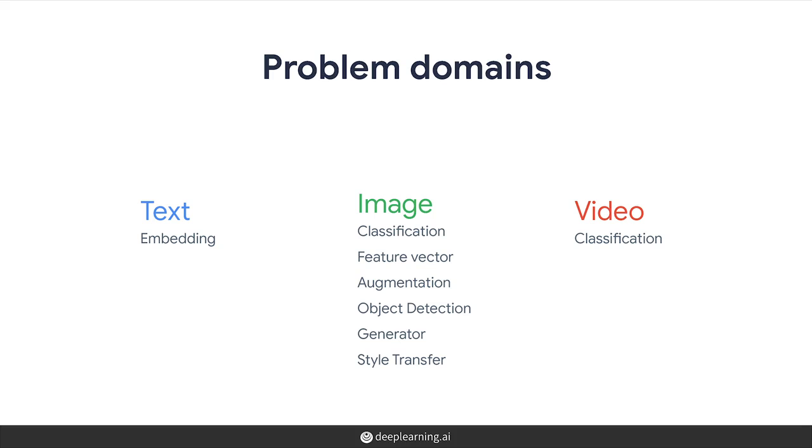TensorFlow Hub's modules can be broadly categorized into 3 problem domains: text, image, and video. Each is then subclassified into the type of machine learning task it's intended to work for. For text, a number of pre-learned embeddings are available, but for images and computer vision, a variety of machine learning tasks like image classification, extracting feature vectors of input images, image augmentations, object detection, and many more are available. For video, models for classification can be used.